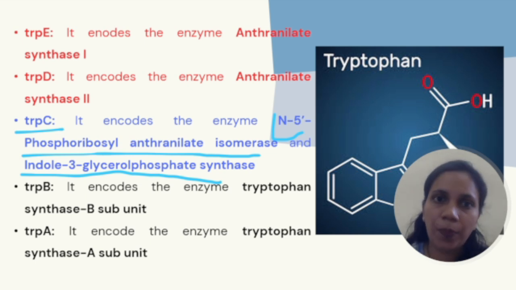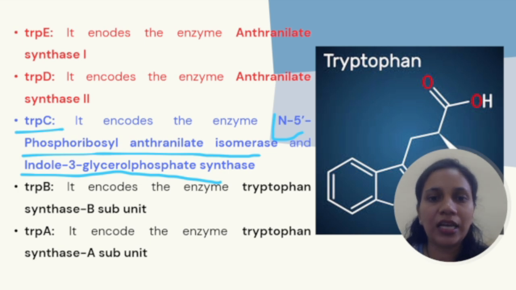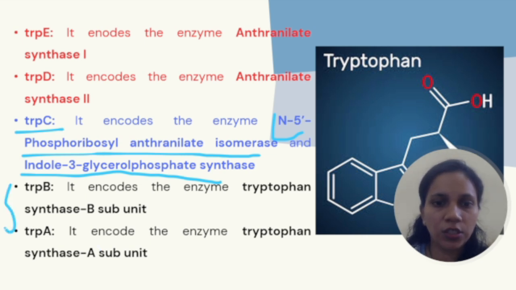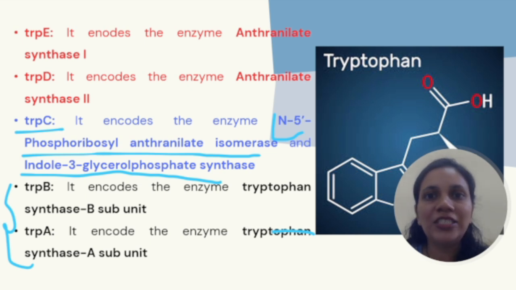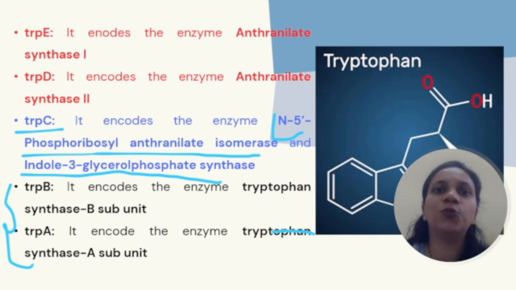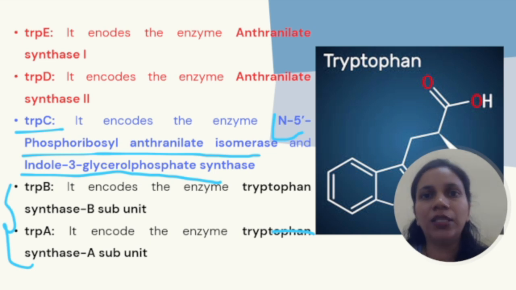Then the next ones, TRPA and TRPB, synthesize the 2 subunits of tryptophan synthase. Together they are responsible for production of tryptophan synthase, which is finally involved in the production of tryptophan. TRPC's product is combined with serine, which finally leads to production of tryptophan. This pathway we will discuss again when we discuss the biochemistry of it. But for now, for tryptophan, this much information is enough.